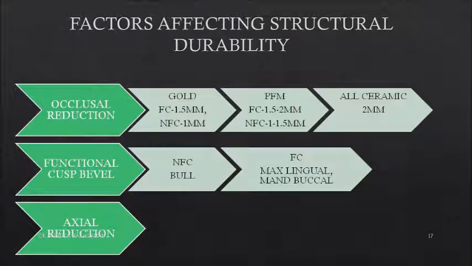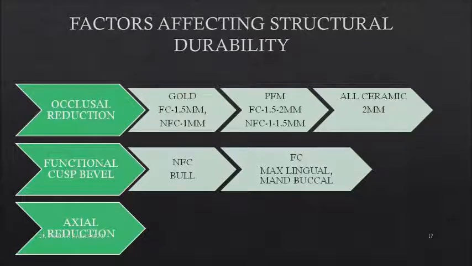The next principle that has to be taken care of during tooth preparation is structural durability. Structural durability simply means that the restoration must contain an adequate bulk of material to withstand the forces of occlusion. This bulk must be confined into the space that is created by the tooth preparation. So what are the factors which influence the bulk of restorative material? These are occlusal reduction, functional cusp bevel and axial reduction.